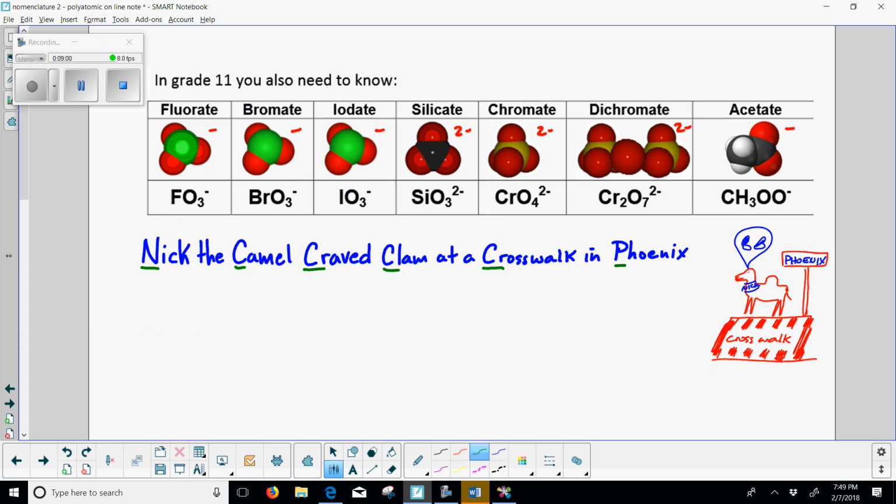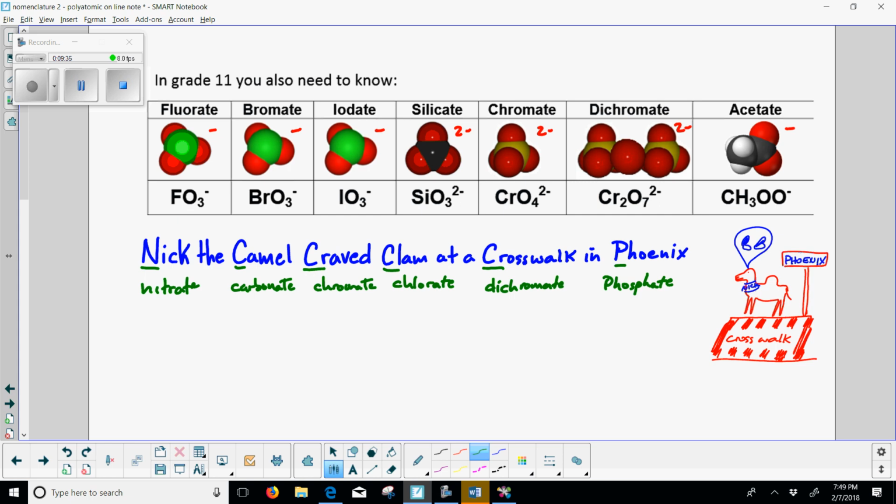So the first one here is N for nitrate. Then we have camel, so carbonate is going to be the next one. This is Cr, so chromate. Cl is going to be chlorate. We're going to write down the formula for chlorate. This long one is chromate, but it's double S. Remember, dichromate. And finally, Phoenix reminds us of phosphate.